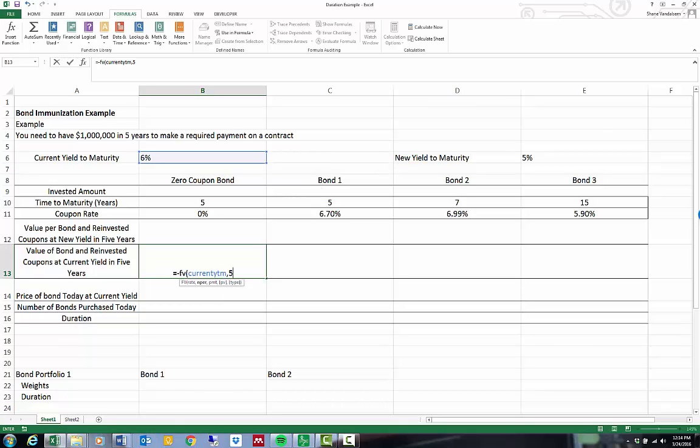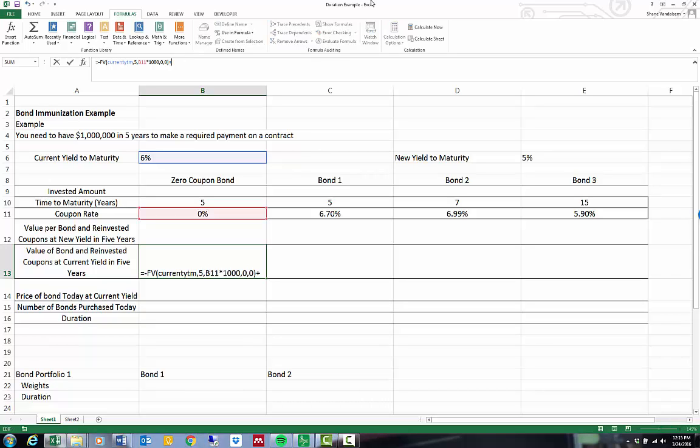So I put in NPER is 5, my payment is equal to my coupon rate multiplied by 1,000, because we're assuming the face value is 1,000 for the bond. The present value is equal to 0. And then my last option here is to determine whether it's going to be an annuity due or a regular annuity. All of these are regular annuities, so you would put a 0 here, or you could just put in nothing and leave off the last argument. So I've got my future value in there.